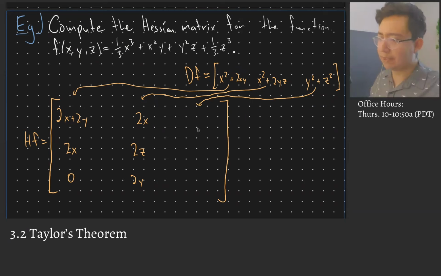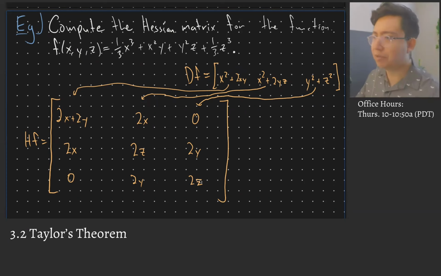Partial derivatives of this. So with respect to x, that's a 0. With respect to y, that's 2y. And with respect to z, that's 2z. Okay, cool. And that's it. We're done. If it's just asking us to compute a Hessian, we're done.